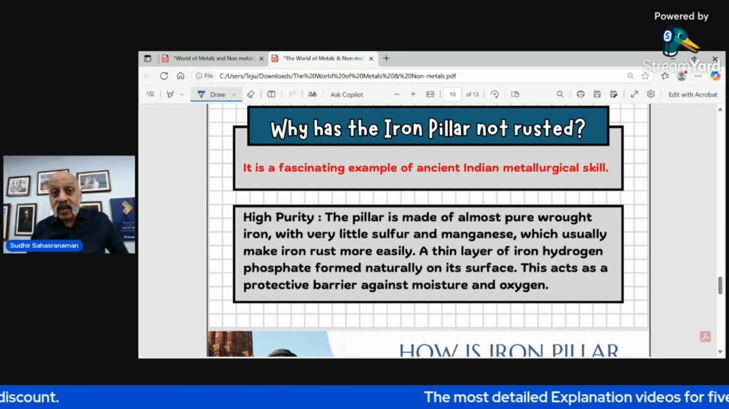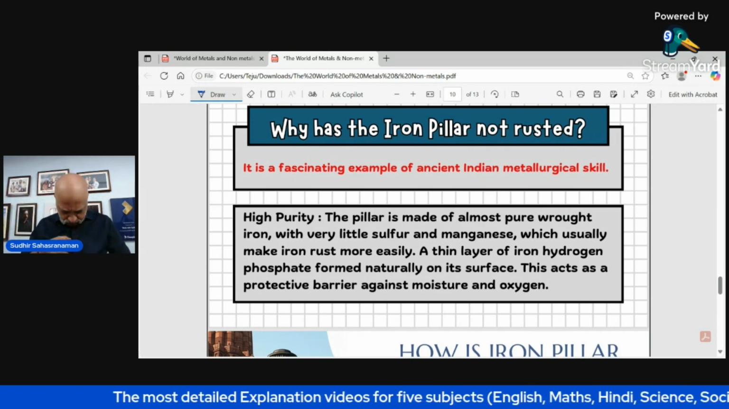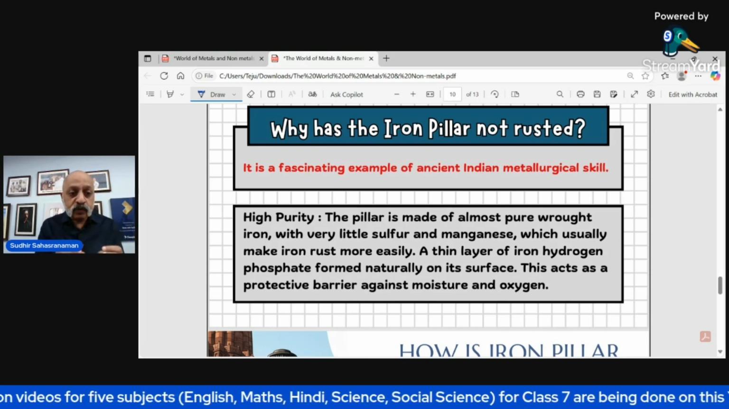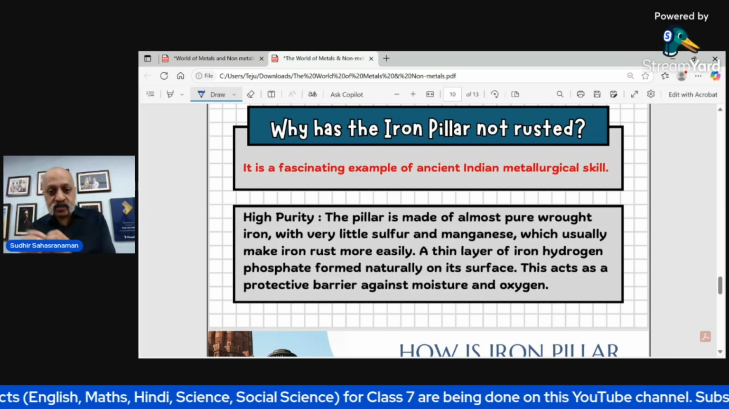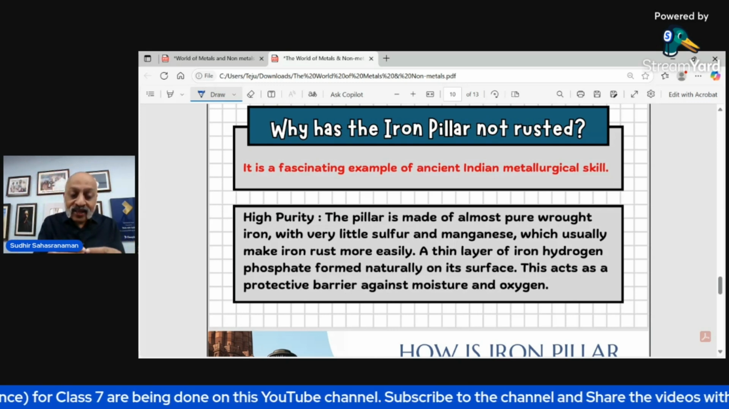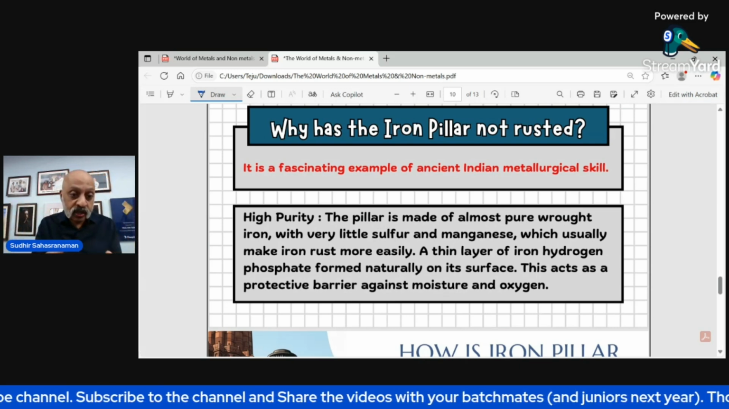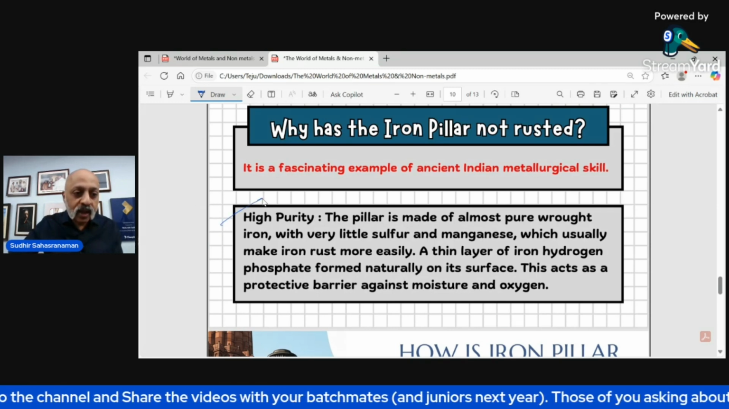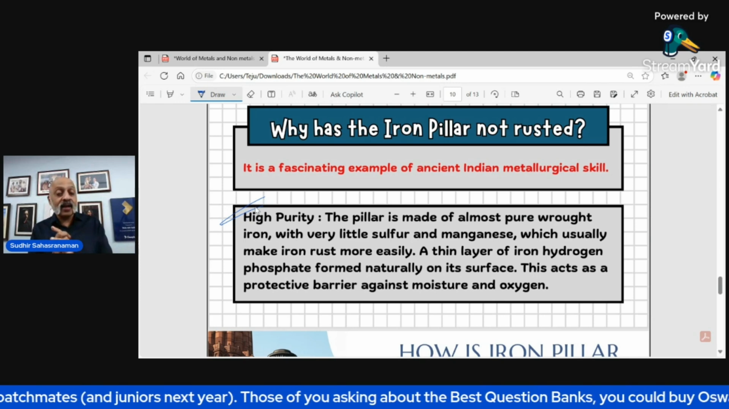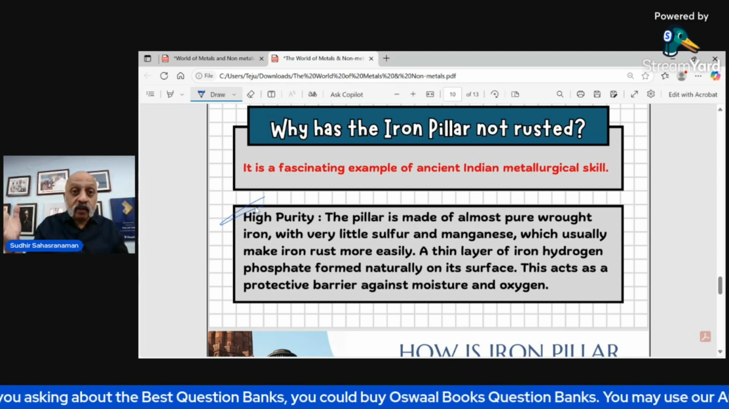The iron that has been used in that pillar is of such high purity, with very little sulfur and manganese, which usually make iron rust more easily. So a thin layer of iron hydrogen phosphate formed naturally on its surface, and this acts as a protective barrier against oxygen and moisture in the air. So this is the reason why the iron pillar has not rusted. Please take a screenshot of this, because this is how you need to write the answer as to why the iron pillar has not rusted despite being there for so many years.